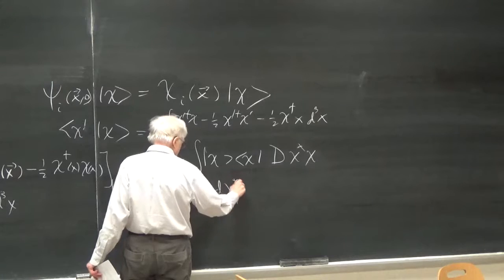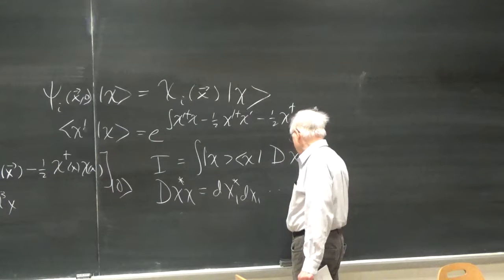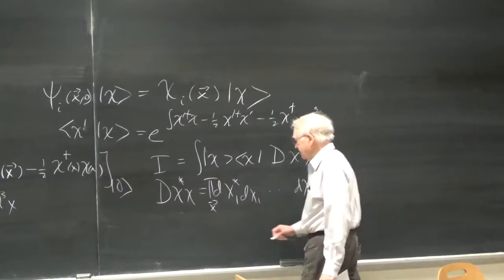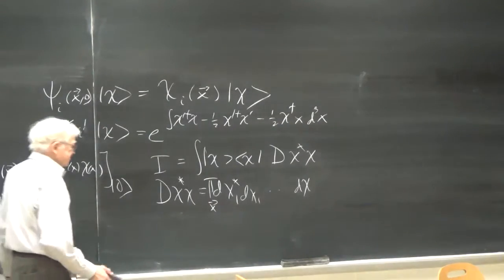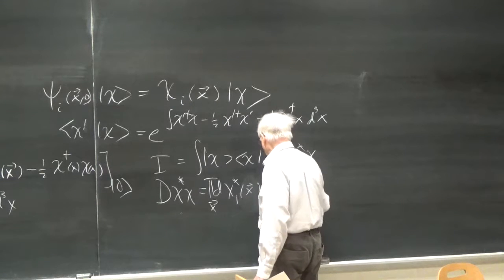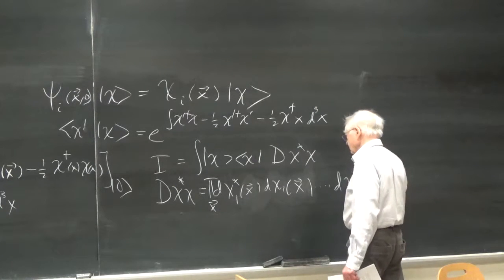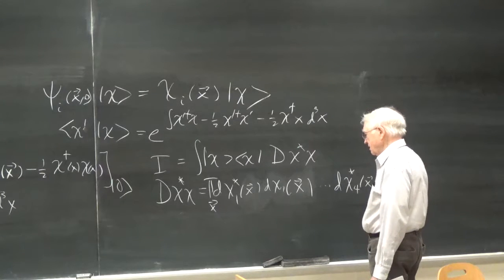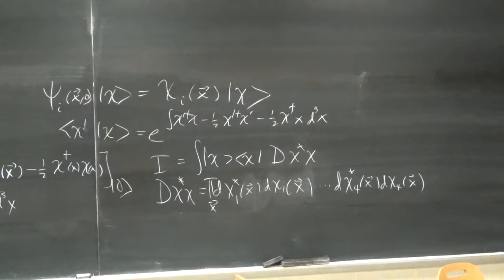Is d chi 1 star, d chi 1. Well, this is really a product over all of space. So to write this out explicitly at least once, it's a product over all of space of these 8 Grassmann integrals.